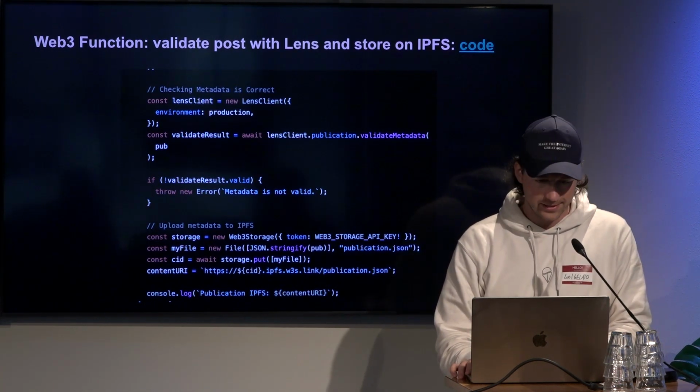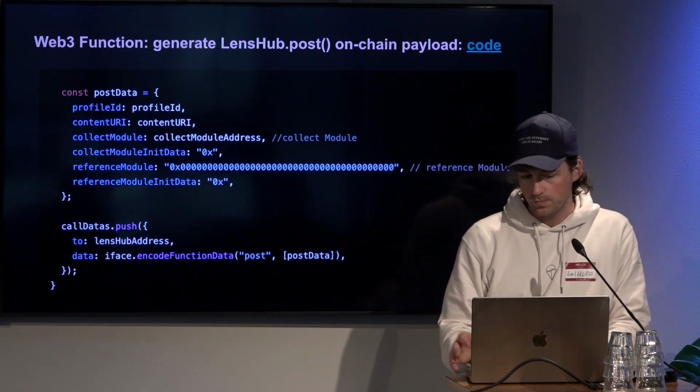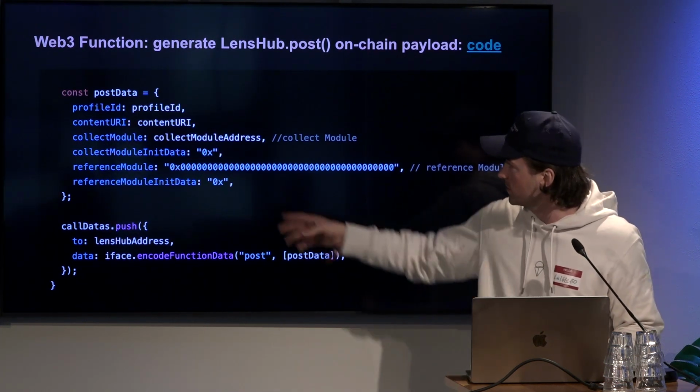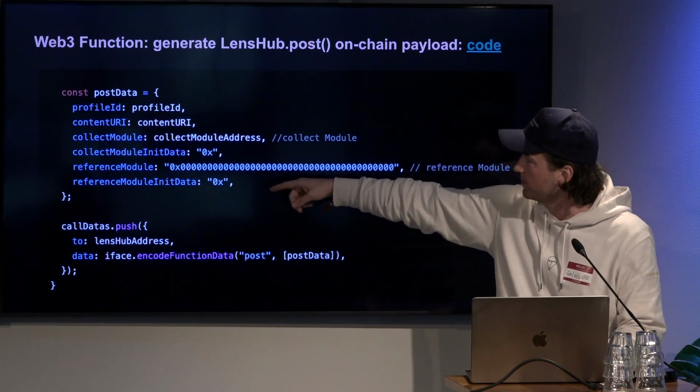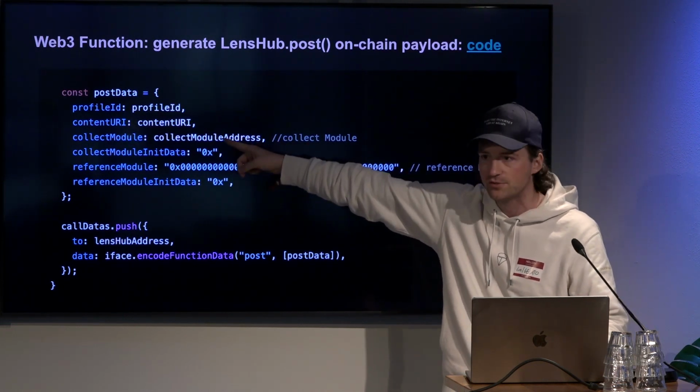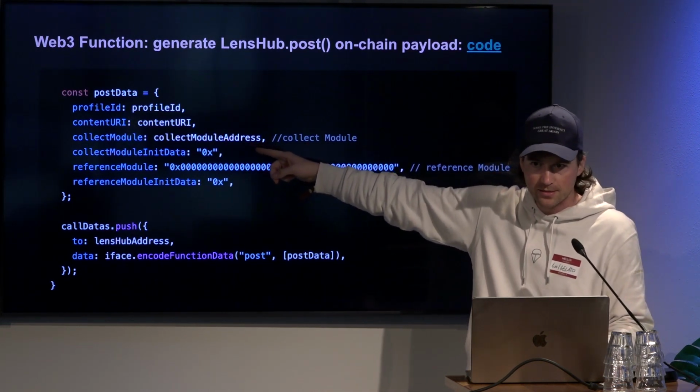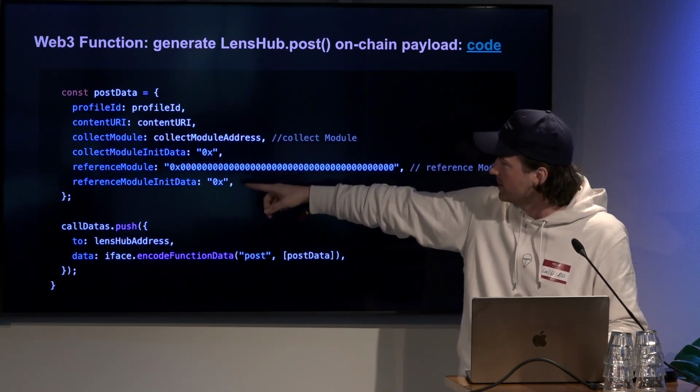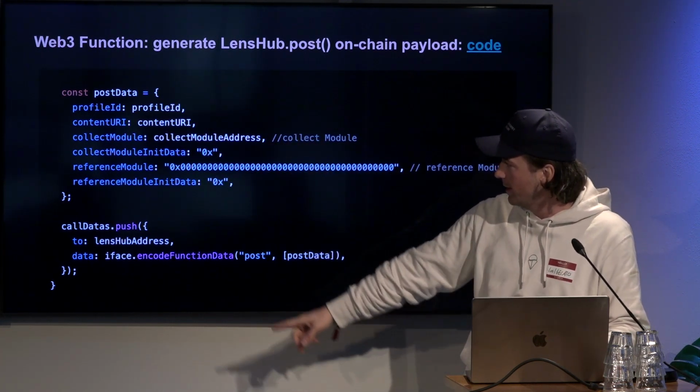Still in the Web3 function here, and now we generate the data for the post. So this is a Lens object, right? We put our profile ID, we put the content URI to the IPFS post that we just stored on IPFS, Lens stuff, right? And off we go.